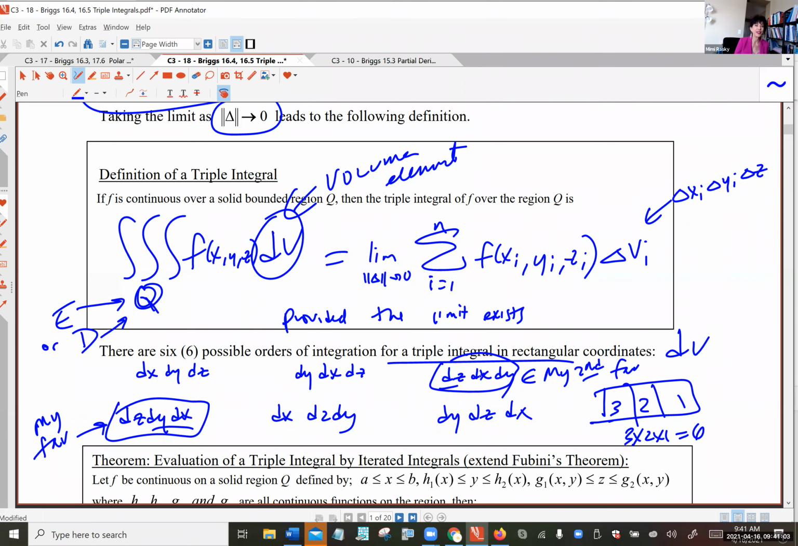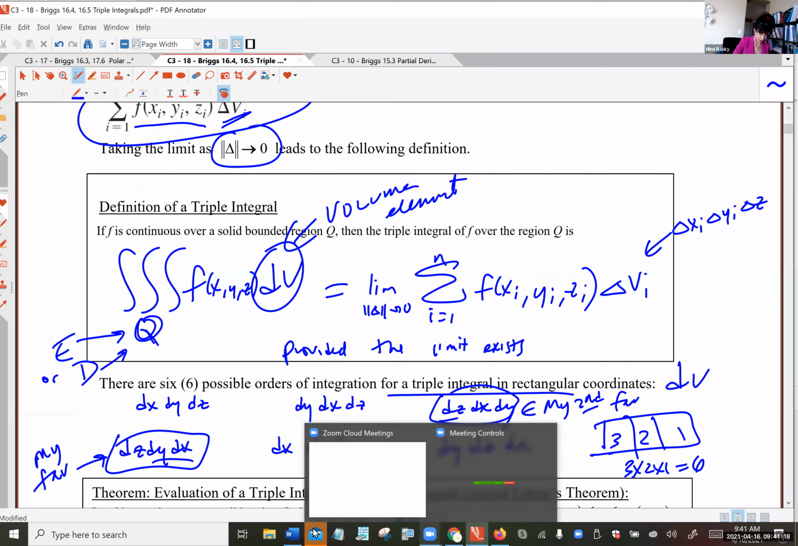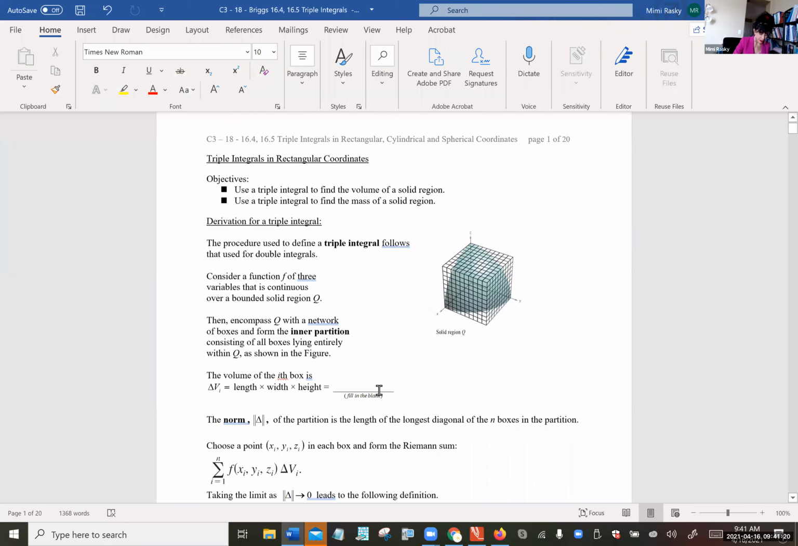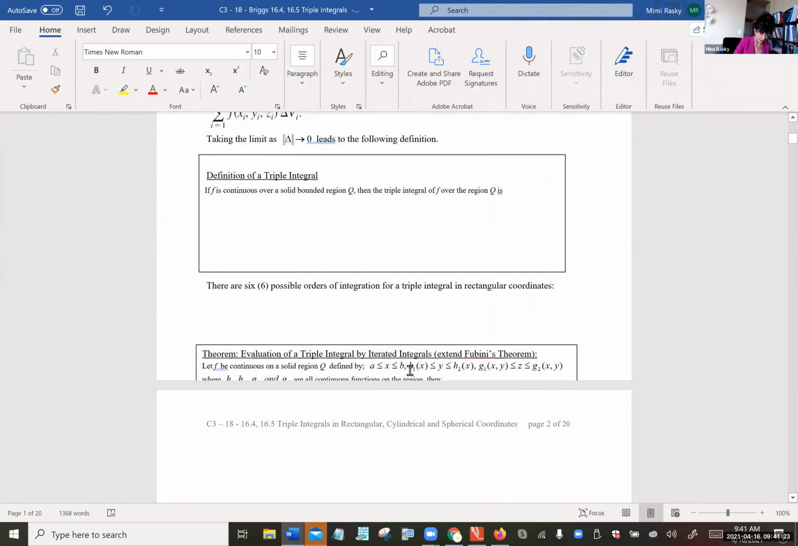So my thing got cut off here for some reason, the evaluation of a triple integral. Let's see if I can find my Word document here. Why is that so terrible? No, it still looks pretty bad. What if I hit return a few times?